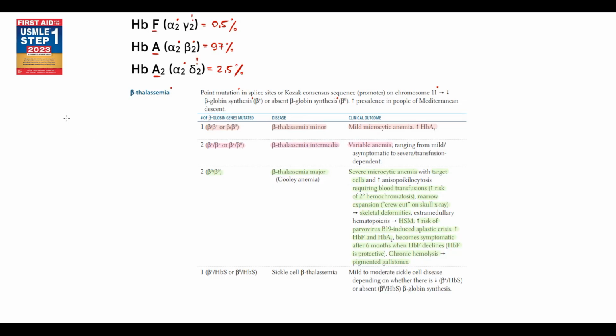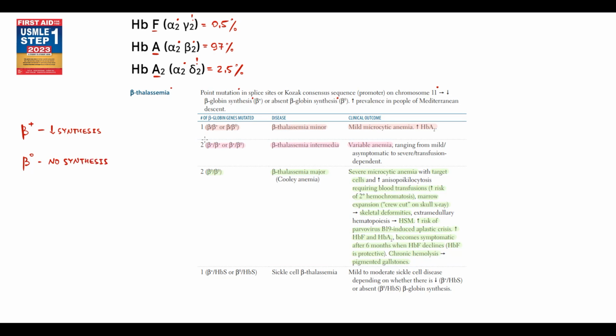Before we discuss the major types of beta thalassemia, we have to know that there are 2 possibilities how mutation can affect beta-globin chains production. If we see beta plus, this means that mutation caused decrease in beta-globin synthesis, and if we see beta 0, this means that beta-globin synthesis is completely absent.